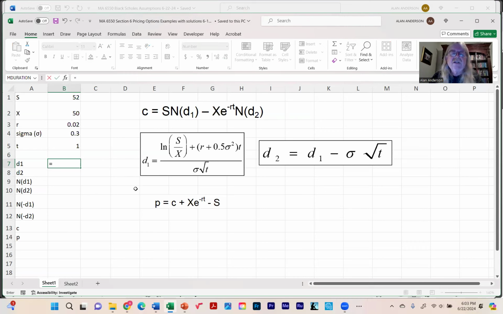Start with equals natural log. Excel spells natural log ln, which, by the way, VBA does not. We'll get to that in a bit, but VBA has a handful of functions of its own that we have to use, and it turns out that VBA chooses to spell natural log L-O-G, for some reason. So right now, let's focus on Excel. We have S over X.